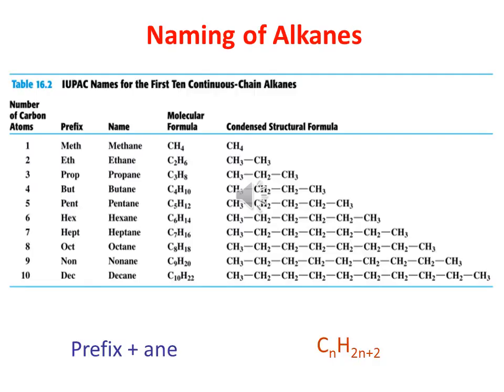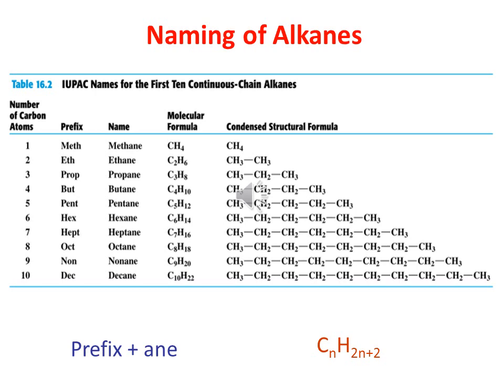How can one name an alkane? The name of an alkane consists of two parts, the prefix and an "ane". If it contains one carbon, the prefix is meth and the ending of the name is ane, so the name becomes methane. And if it contains two carbons, then the prefix is eth and the ending is ane, so the name becomes ethane, and so on.